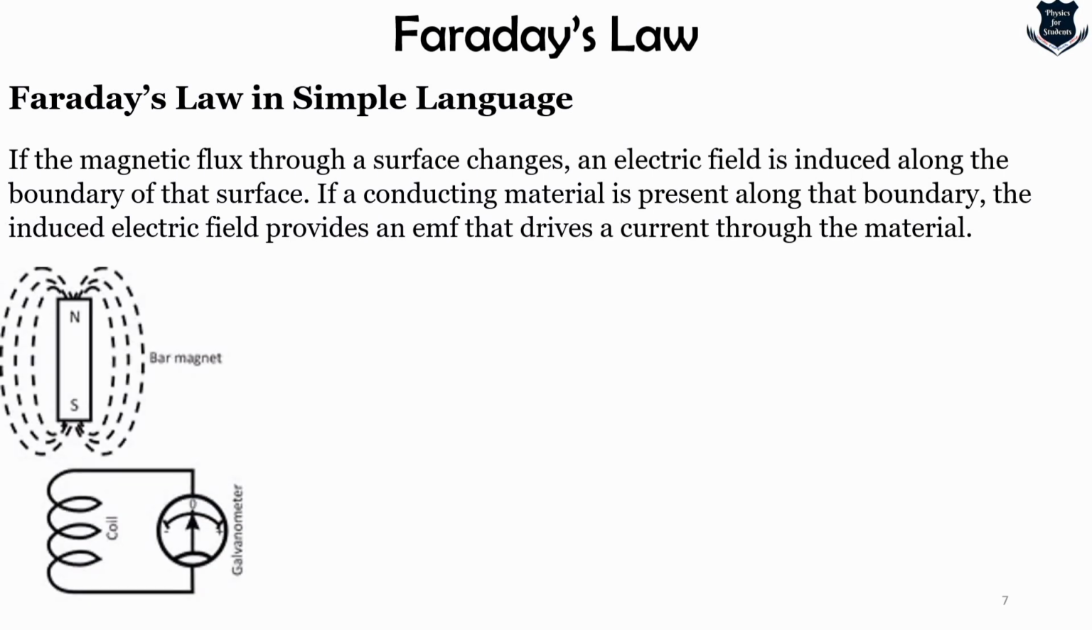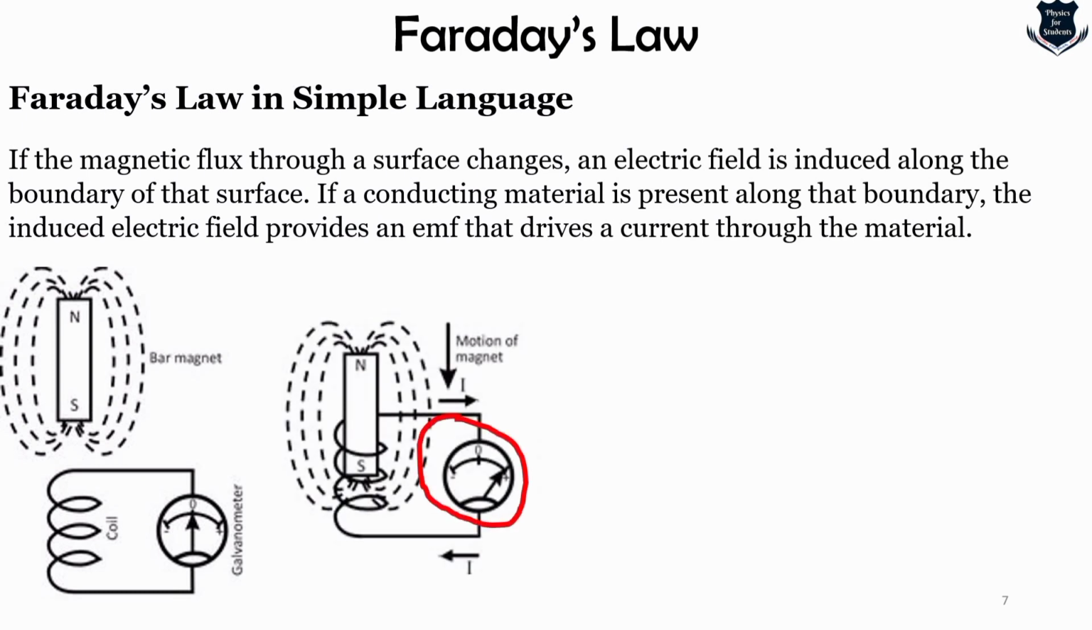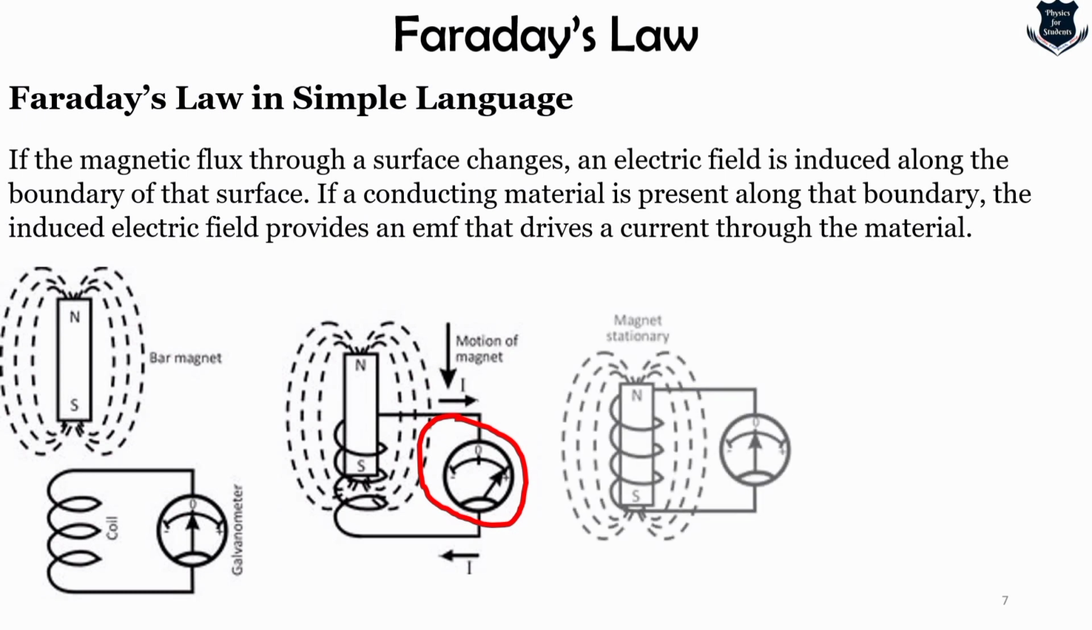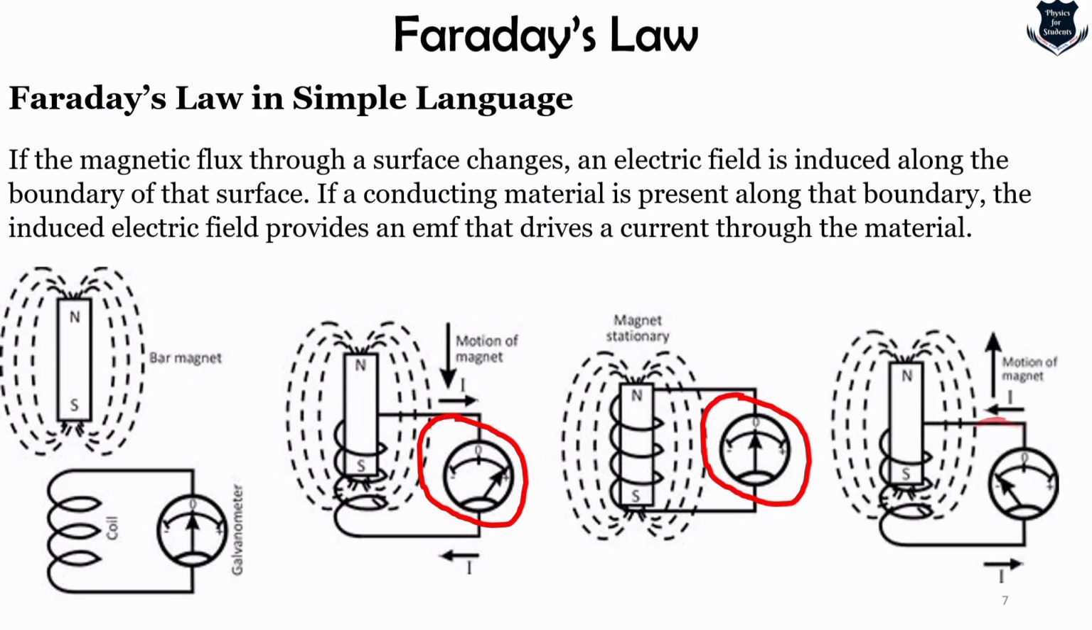So I would like to demonstrate this with a very simple example. This is a bar magnet and this is a galvanometer. Everything is at rest, so the galvanometer registers nothing. And here you see the magnet is moving in the right direction, and the galvanometer also moves in the right direction. This is again at rest, so this registers no movement. And here again the magnet moves in the left direction and the galvanometer moves in the left direction.